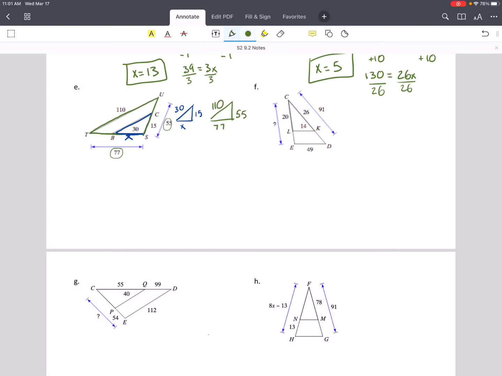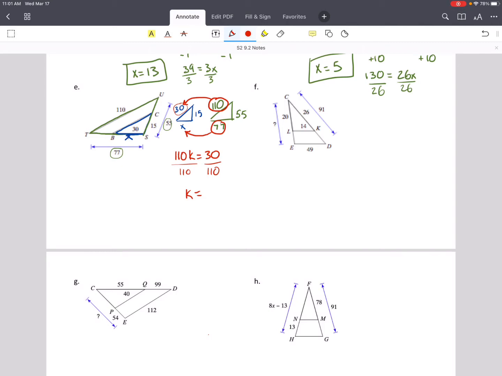Now we can do the same thing we've been doing with finding scale factors. So I know that I'm going to have to do 77 times something to get to x. So I'll just pick one of these sets of sides. I'll go 110 times something gets me to 30. So I know 110 times my scale factor gets me to 30. I can divide both sides by 110. And I get 0.27 repeating.